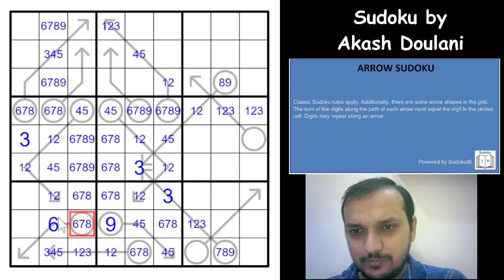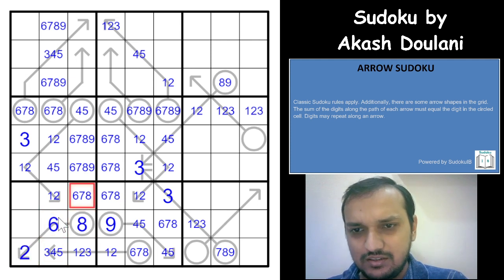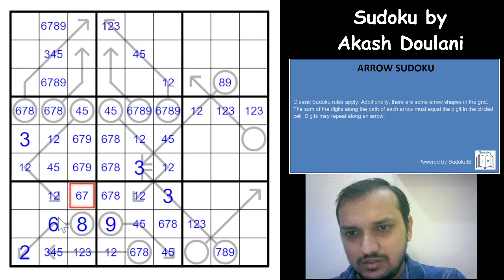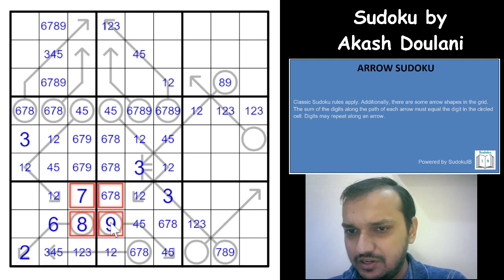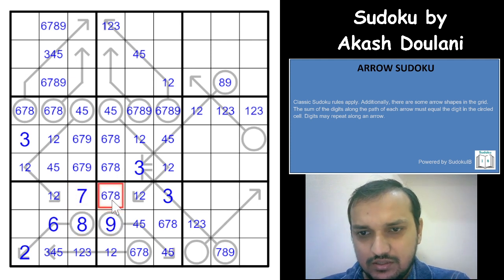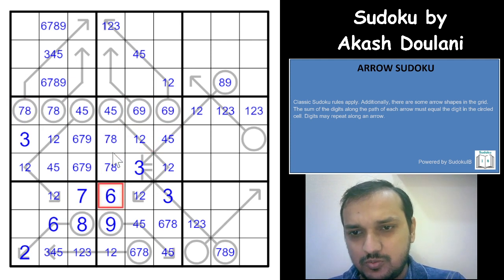This is 6. This is 2. That gives you 8 here. That gives you a 7 here. That gives you 6 here. Of course, these 4 cells are always different. We have already found that. You can directly see 7, 8, so these 2 cells are 7, 8. That gives you 6, 9 here. That gives you 7, 8 here. So this cell will always be a 6 now.